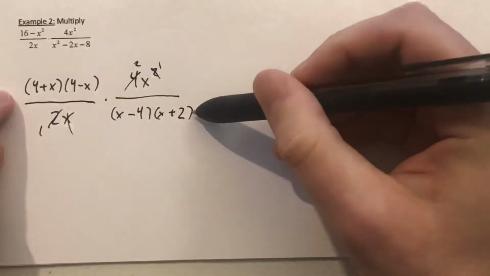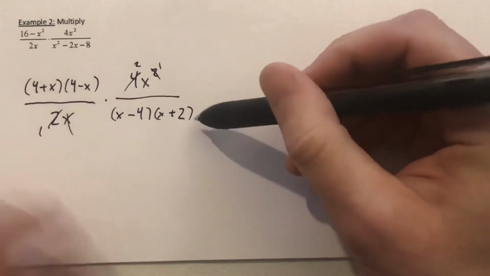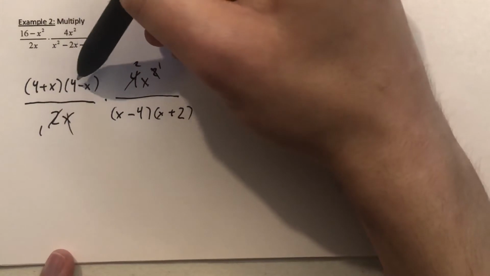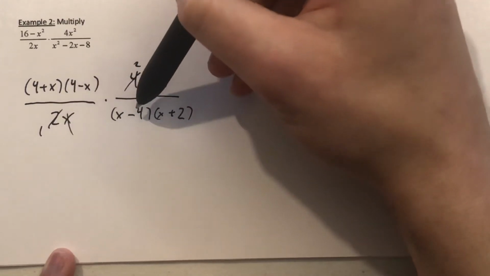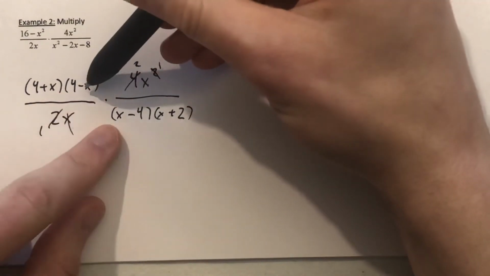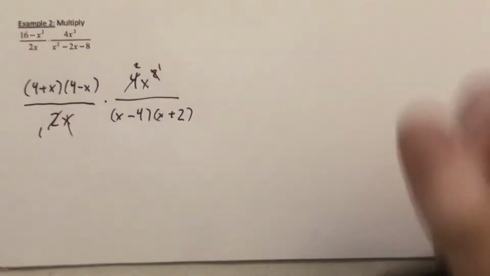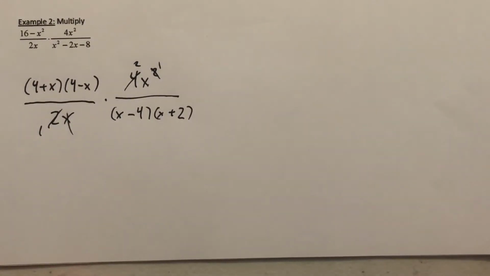Now, looking at the binomials, none of them match perfectly. However, here we have a 4 minus x, here we have an x minus 4, right? Positive and negative 4, positive and negative x. That's a situation where you can use a negative trick.